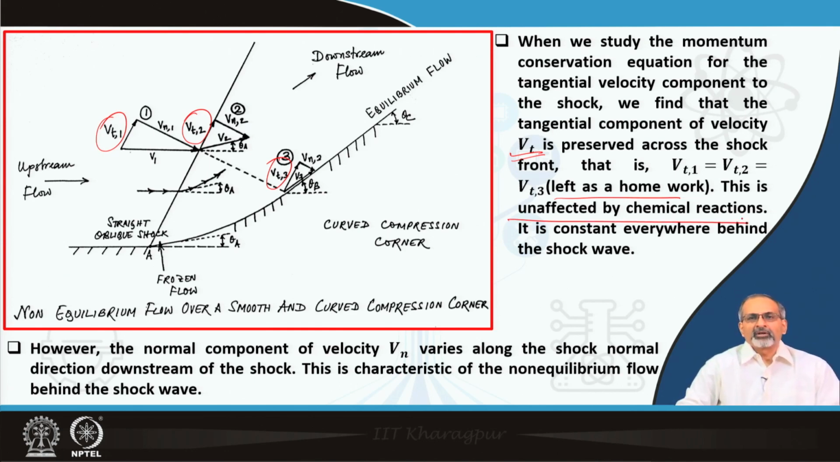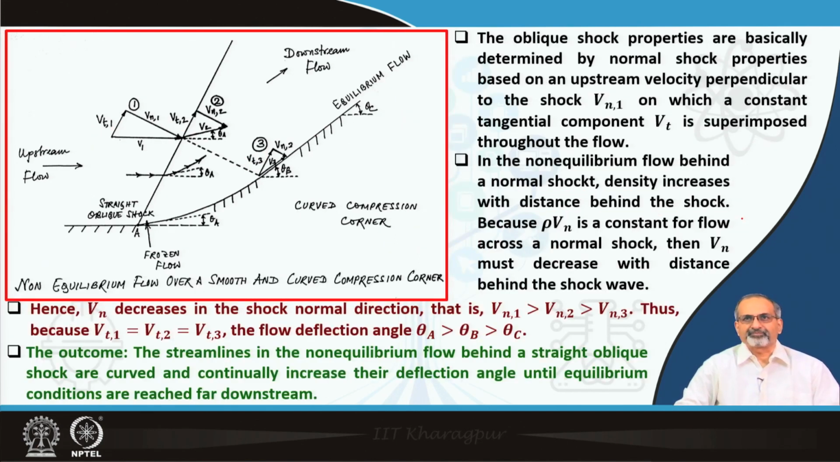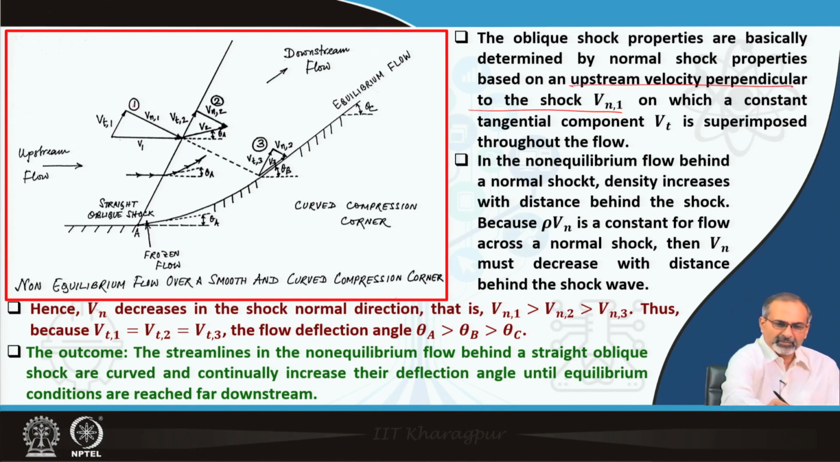However, the normal component of the velocity varies along the shock normal direction downstream of the shock, and this is characteristic of the non-equilibrium flow behind the shock wave. Now, why is it? We will try to explore that further. The oblique shock properties are basically determined by normal shock properties based on an upstream velocity perpendicular to the shock, which we call as Vn1.